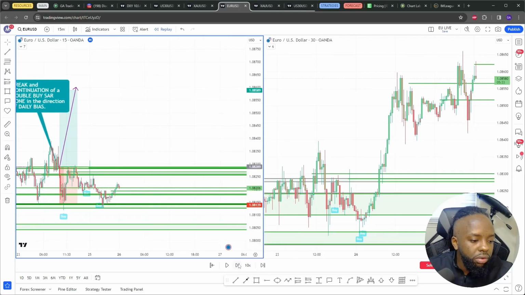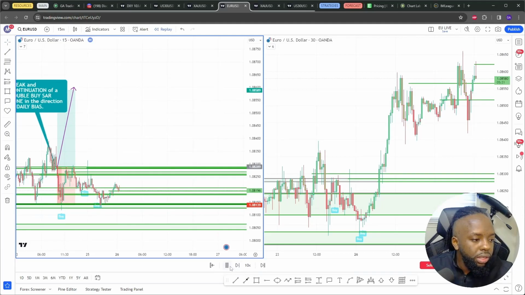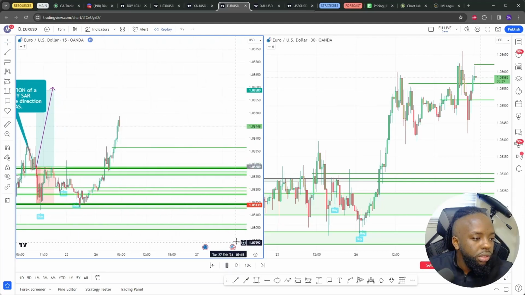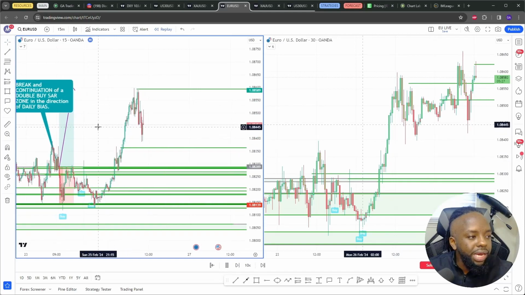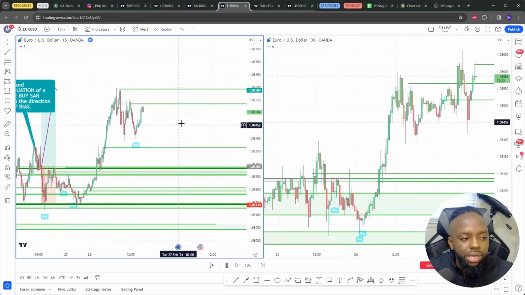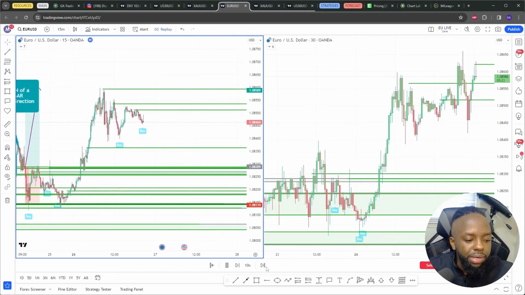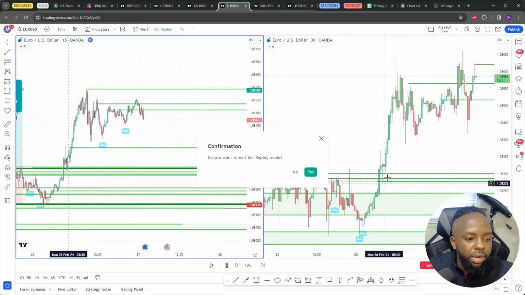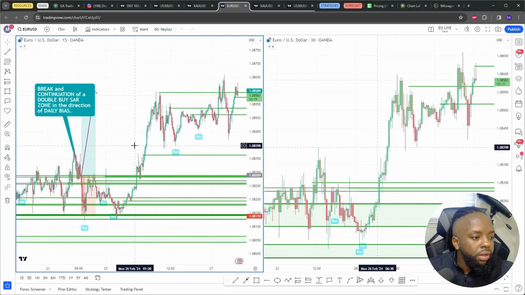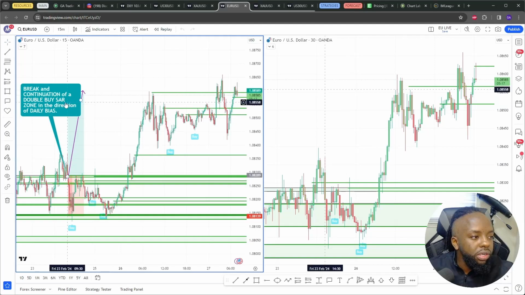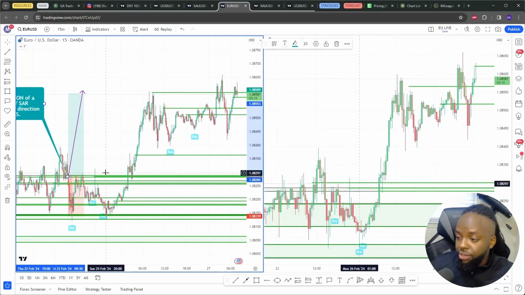Let me see if I can increase this, or I'll just play this. So you'll see that price ideally, what happened here, we just got faked out, and EU up until now, if I exit this pattern, you'll see that EU turned super bullish. So this was just another stop hunt.